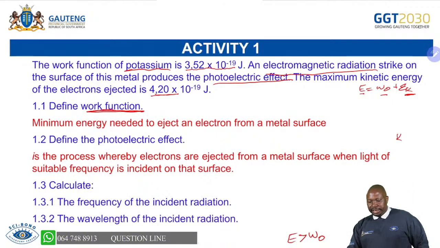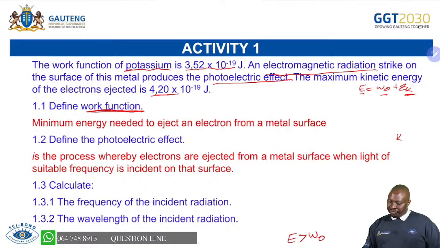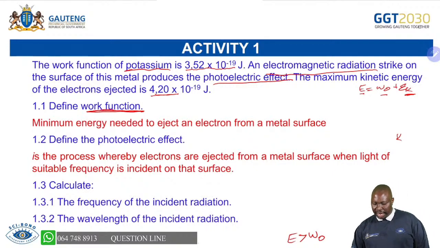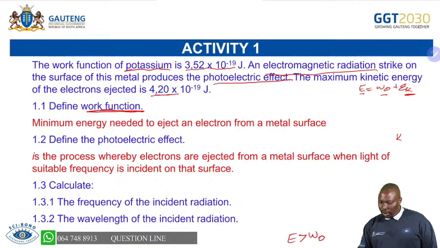Question number 1 is saying calculate the frequency of the incident radiation. So I want you to do that. Remember, always go back to the given information. You are given EK max as 4,20 times 10 to the power of minus 19. You are given the work function as 3,52. Now the question is saying calculate the frequency.